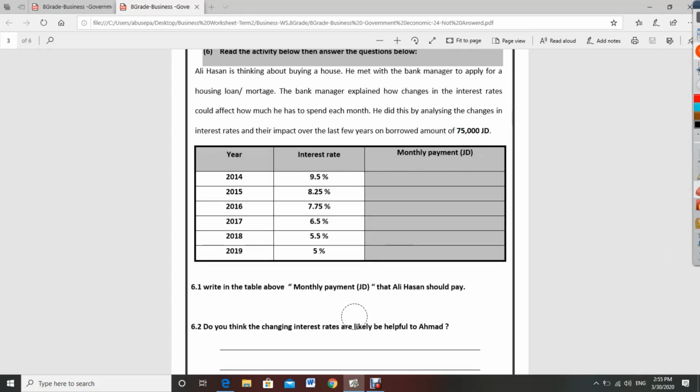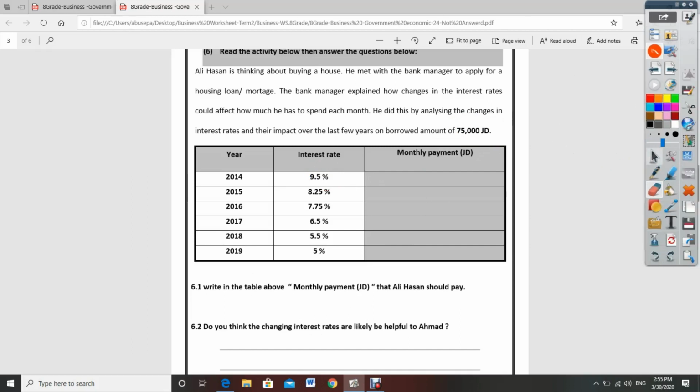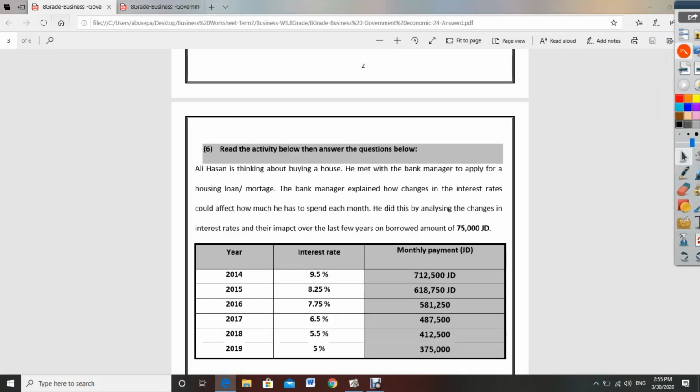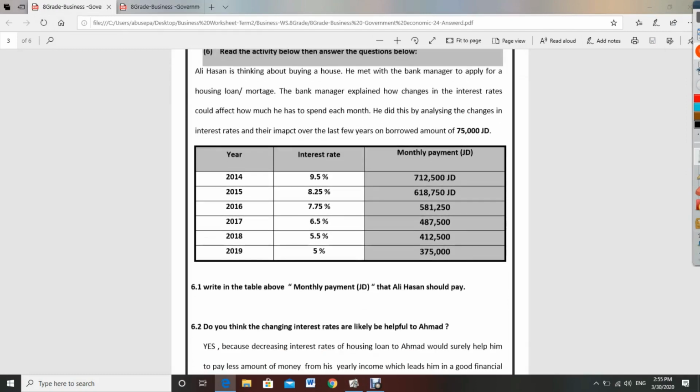Let's see the answer here. So we have in 2014 712 GD, in 2015 680, 2016 581, 2017 487, 2018 412 GD, and finally 2019 375 GD.